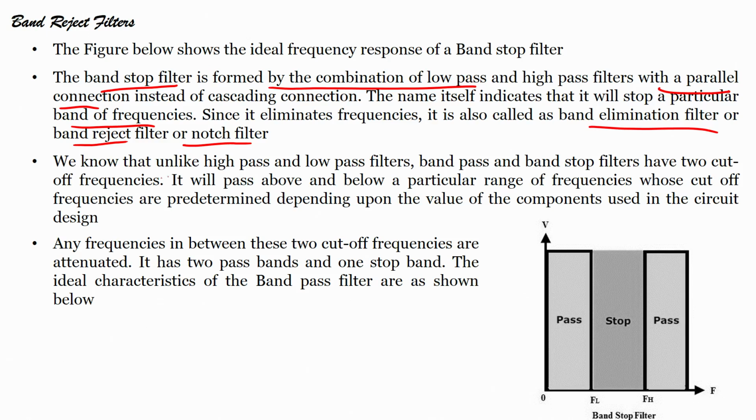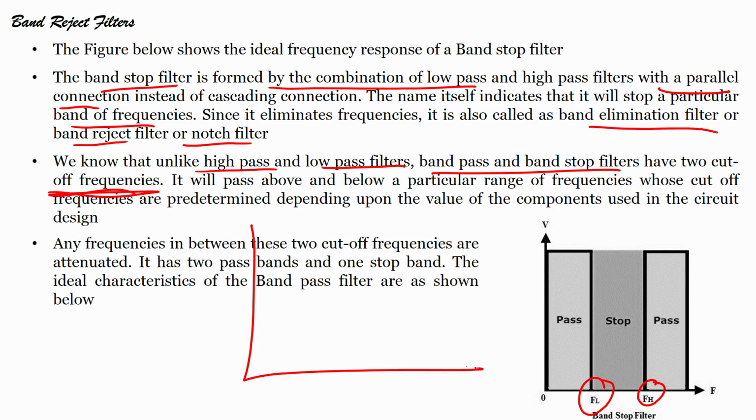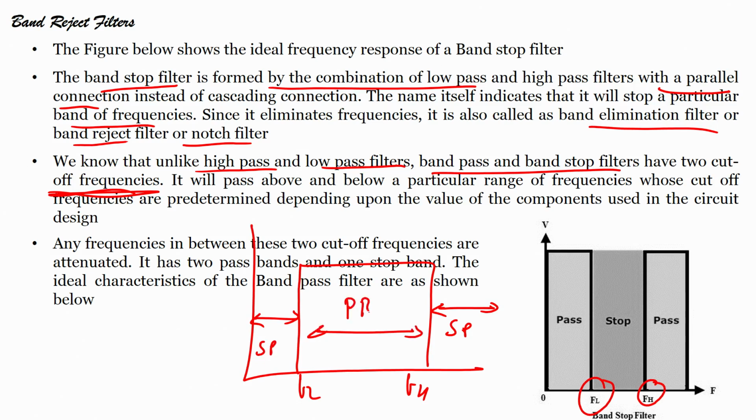We know that unlike high pass and low pass filter, band pass and band stop filters have 2 cutoff frequencies. See here 1 and here 2. Same way in band pass filter we had 1 and we had 2, and this was a stop band, this was pass band. You don't have to write PB, SP, okay. You have to write stop band, you have to write pass band, you have to write gain. It is very important what you write on the axis.